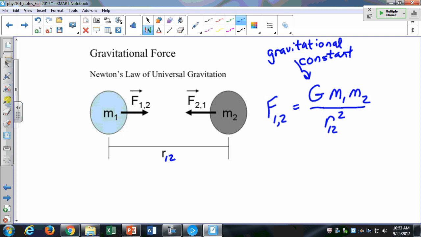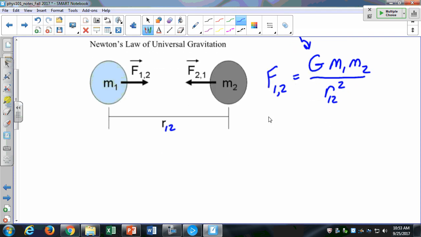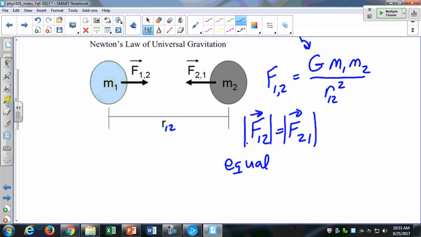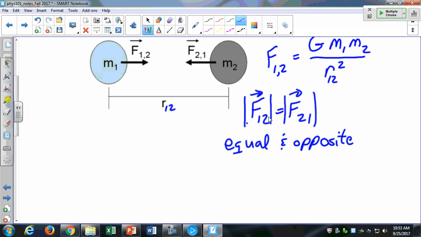I want you to notice that F12 here is equal to F21. That is, the magnitudes of these vectors are equal. They are actually equal but opposite, or equal and opposite. They're equal in magnitude, but they're opposite in direction. A couple of relationships here I want you to recognize.